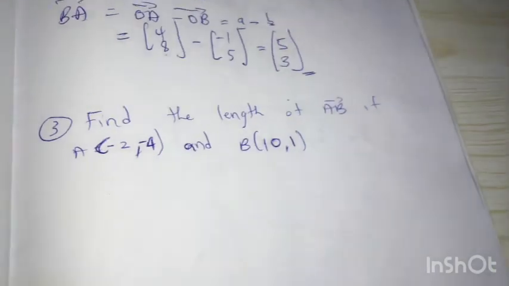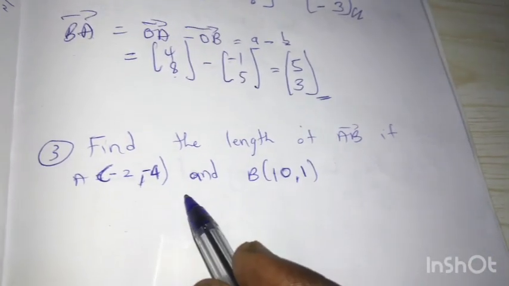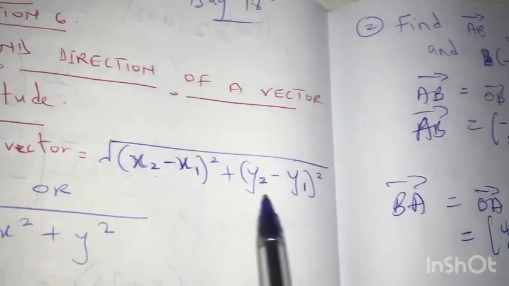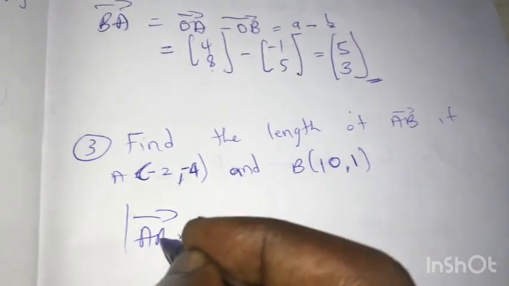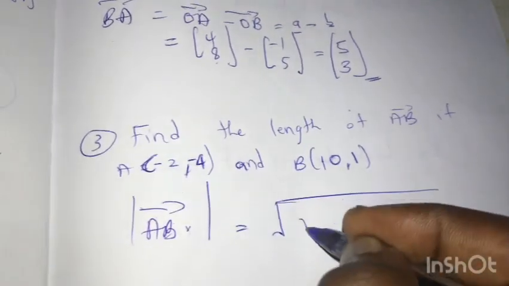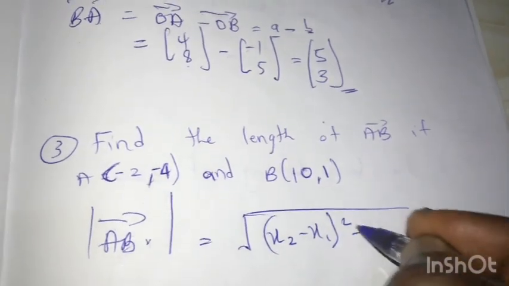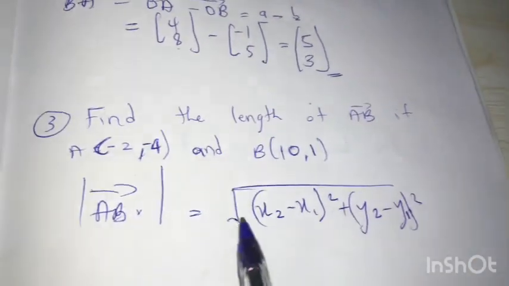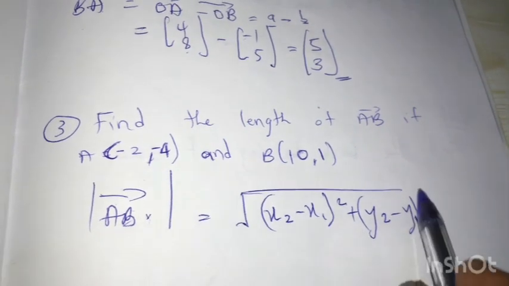Now let's look at the length of a vector when we have 2 points. For this one, I'm going to use this formula. You see, we have x2 and x1, and y2 minus y1. So the length of AB is the square root of x2 minus x1 squared plus y2 minus y1 squared. This is not a serious formula, it's just the difference in the x and the difference in the y. Then you square both of them and put them in the square root.